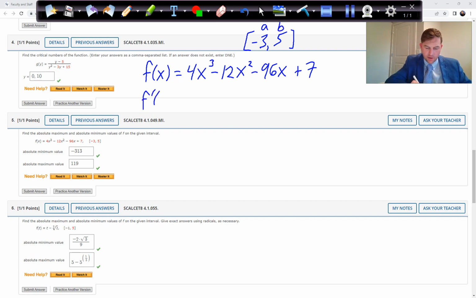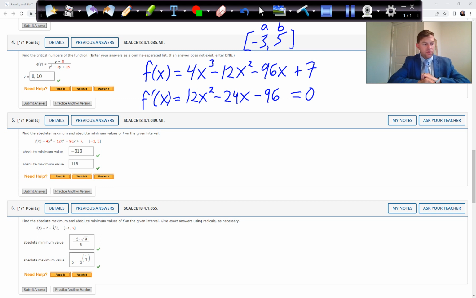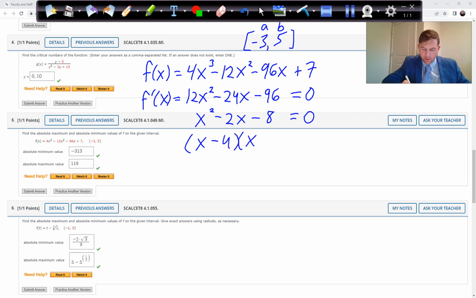The very first thing we should find is the derivative. So that's going to be 12x squared minus 24x minus 96, and we're going to set that equal to 0. Now it turns out that you can divide all those terms by 12, so you get x squared minus 2x minus 8 equal to 0, because 0 divided by 12 is still 0. This will factor into x minus 4, x plus 2, which gives us two critical values, 4 and negative 2.